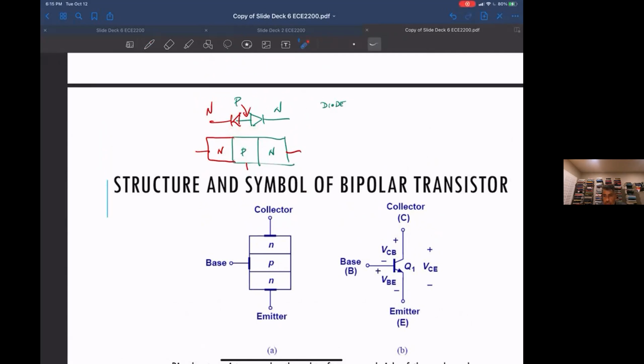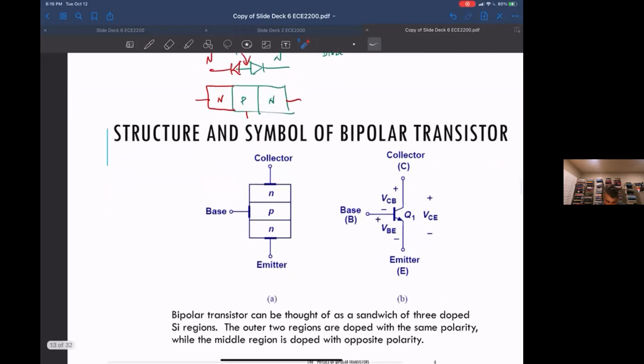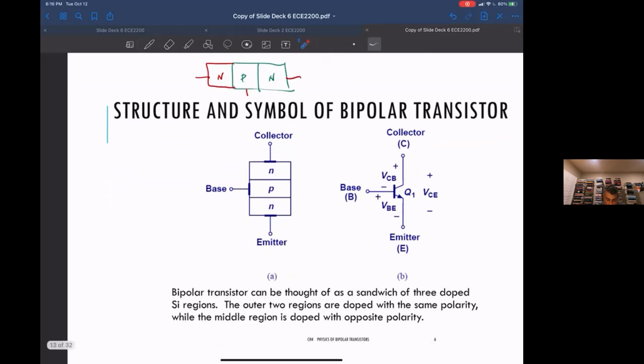We'll talk about that, but just a warning: if you try to analyze a transistor as two back-to-back diodes, it doesn't work. Maybe in some operating regions you can think of it like that, but not really. So don't take this too far. I'm just trying to get you to see how the structure evolves from a diode.